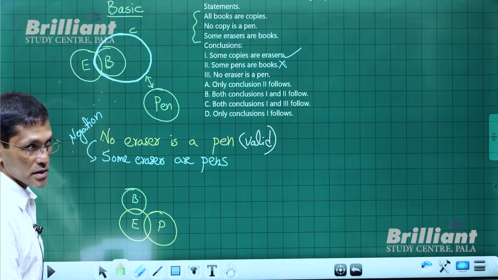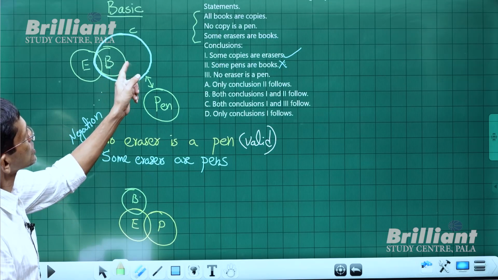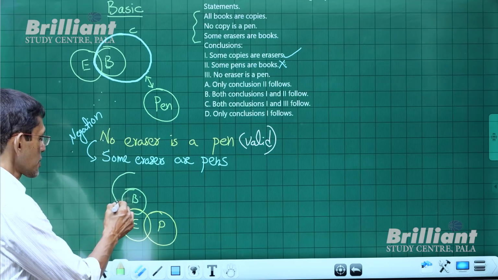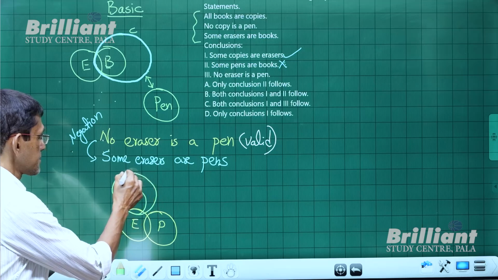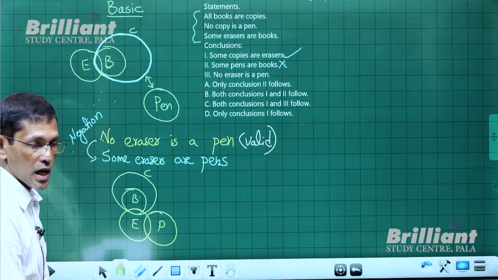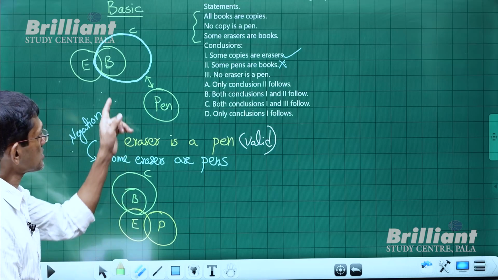So what is next? Well, books are inside the copy. So all books are copies. So we have to draw that as well. So all books are what? Copies. So this is the new diagram. And why does this new diagram look different from the basic diagram?